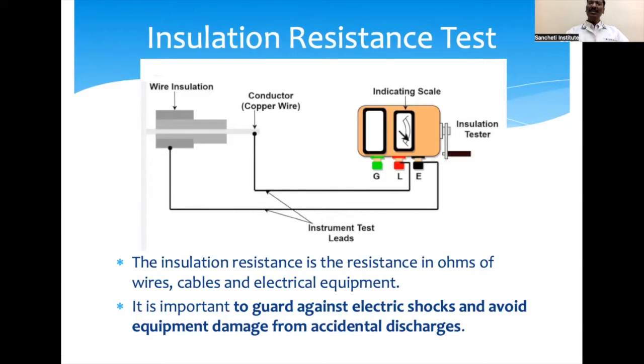Very similarly, we can do it for the apparatus by connecting the body of the apparatus and the mains, that is the earthing, neutral, and the phase. If there is any reading noted, that shows there is some leakage. This is called resistance testing. So why is it important? It helps us guard against electric shocks and also avoid equipment damage from accidental discharges.